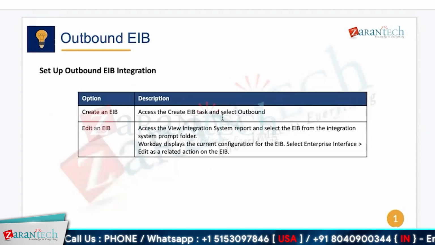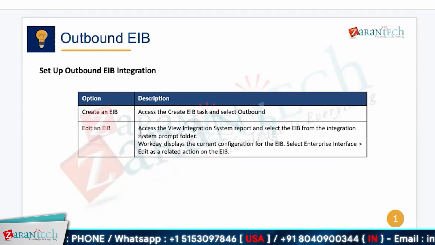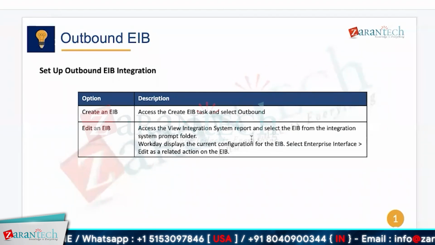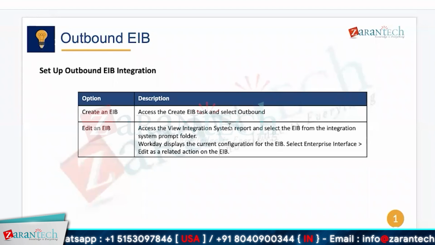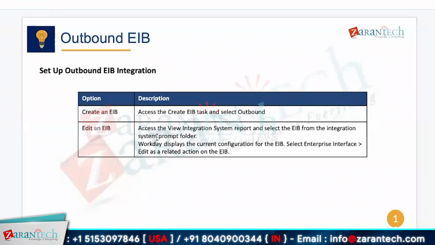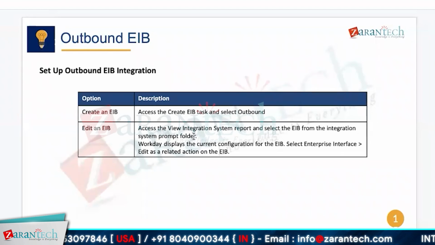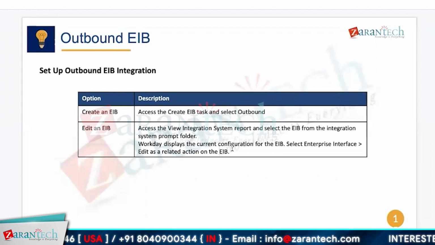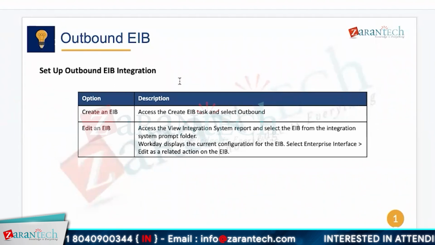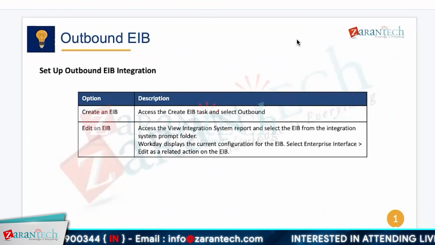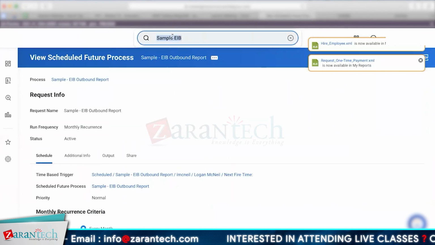Access the create EIB task and select outbound. That's what we did. Access the view integration system report and select the EIB from the integration prompt folder. Workday displays the current configuration for the EIB. So let's just follow this as well. View integration system report.